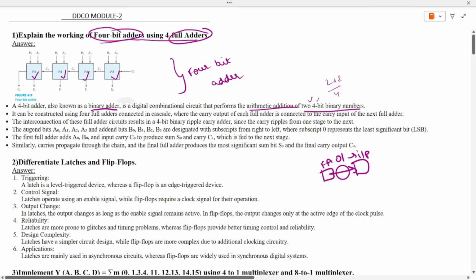Next, the interconnections between them will be there, and there will be a ripple, that is, it will carry the ripple. And you can see A0, A1, A2 are the addend bits here. Addend bits, they are the addend bits. And B are the designated bits, from right to left, in this direction it is there.